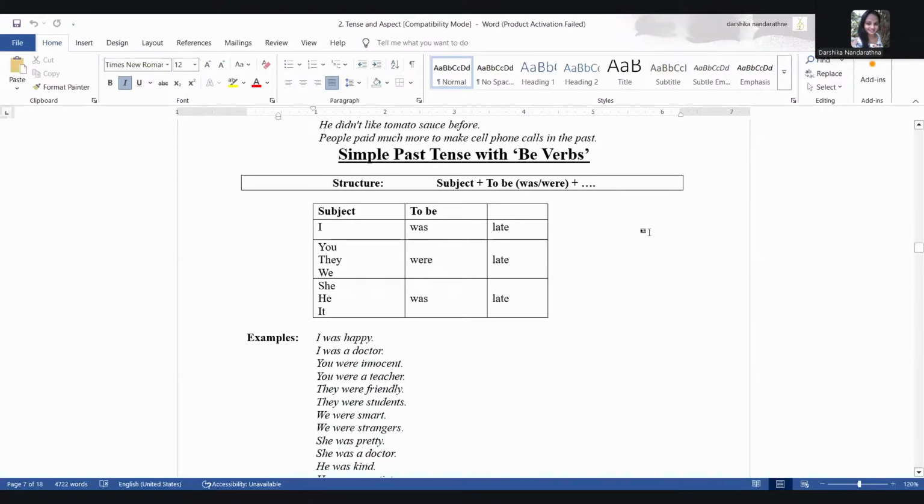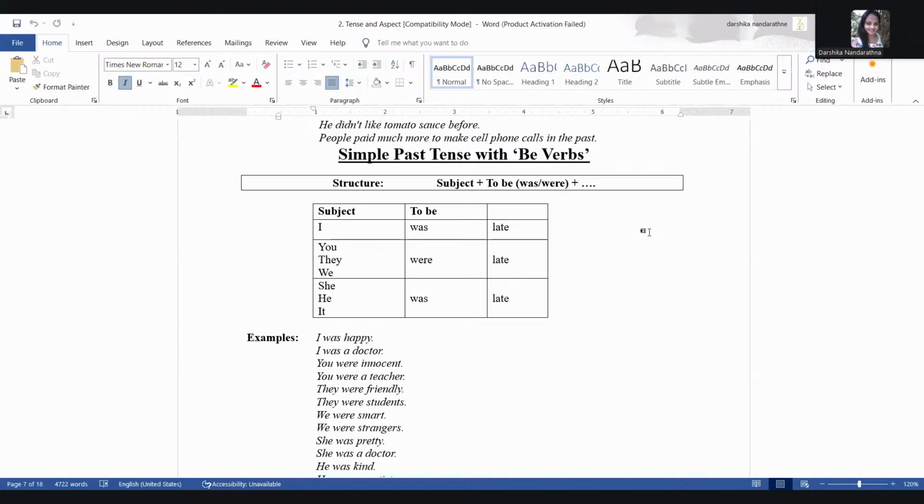Then with simple present tense too, here also we have two parts in this lesson, Pute. Simple past tense with be verbs and simple past tense with action verbs. We can construct simple past tense sentences by using be verbs. And also we can construct simple past tense sentences with action verbs too.